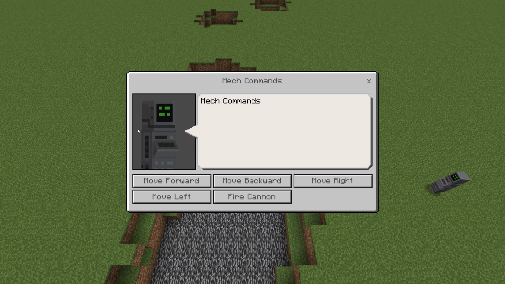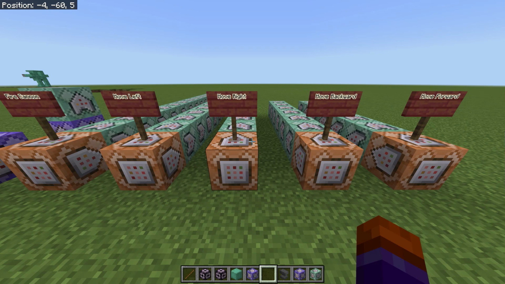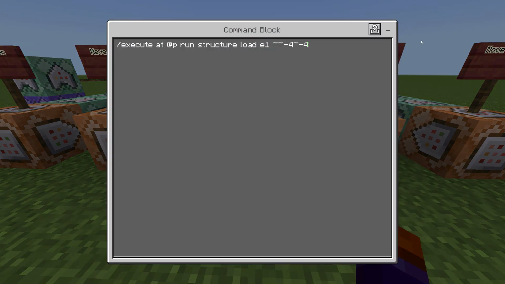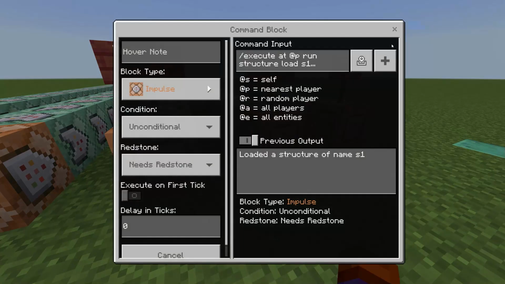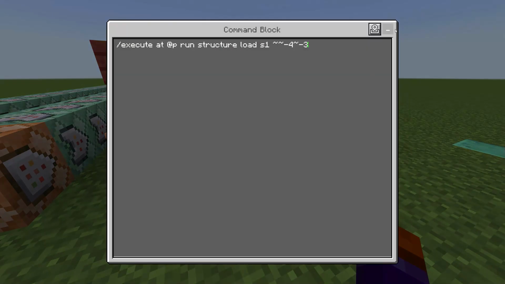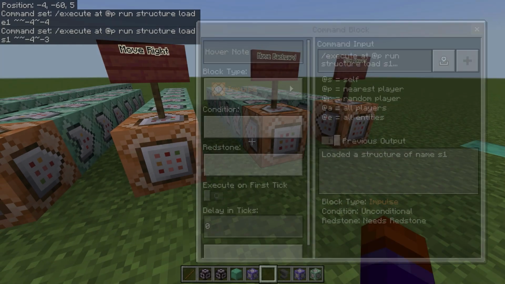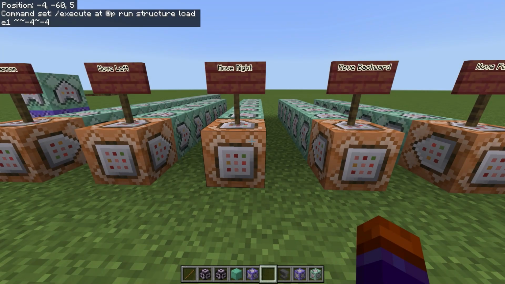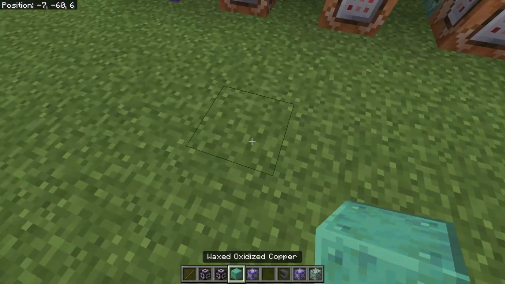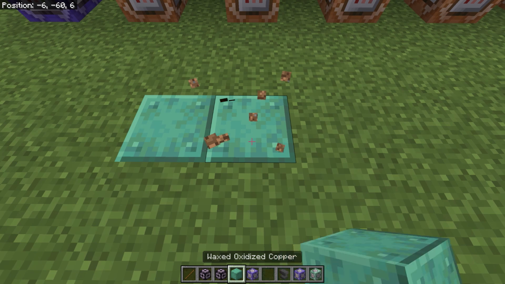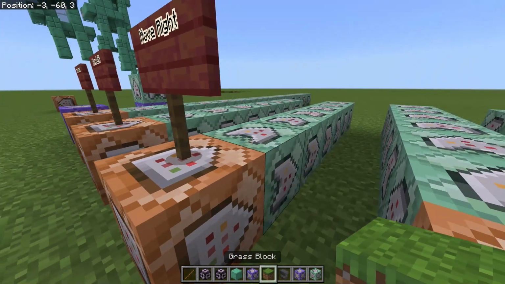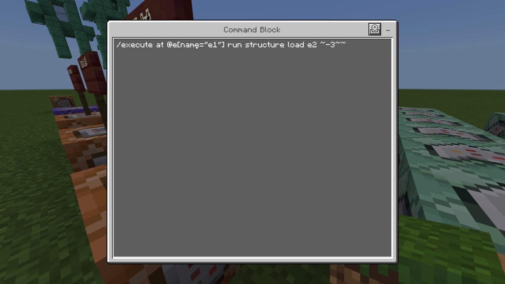There are other ways to activate each. Next direction is right. So this is going to be this. Well, it's going to be similar. It's not going to be the same. But this time, instead of moving 3 blocks on the z-axis, we're going to move 4 blocks, so we can move from where the mech is, and then we're going to move right 1, so it loads the structure to the right. And then I created east 1.